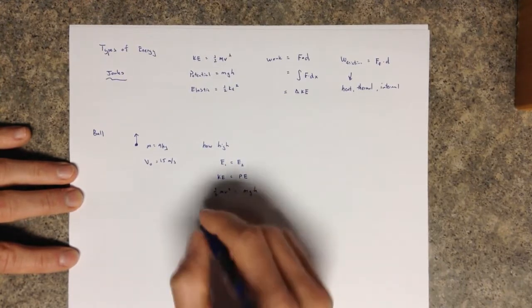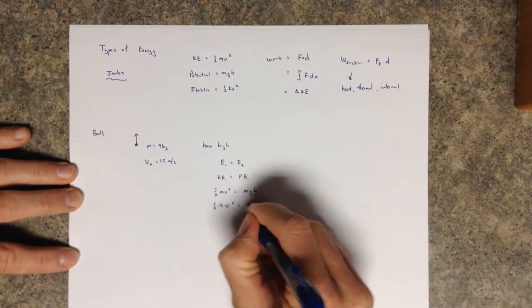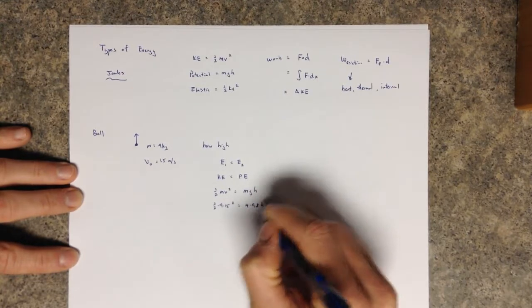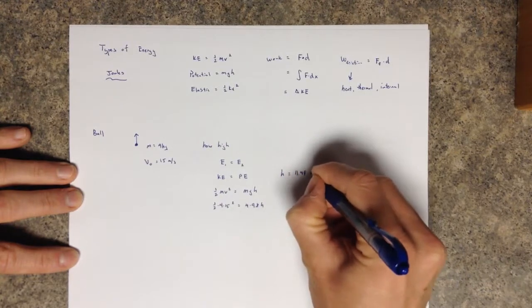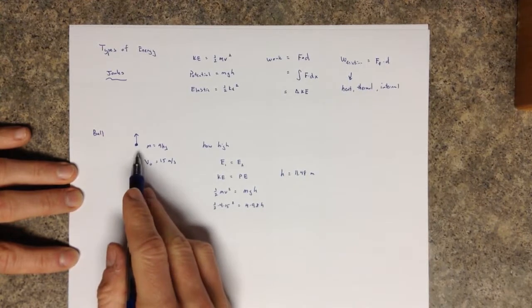And so if you plug in the numbers at this point, you have 1/2 times 4 times 15 squared equals 4 times 9.8 times h. And you're going to find that h is equal to 11.48 meters. Again, at the very, very top, it's got the same amount of energy that it had at the bottom.